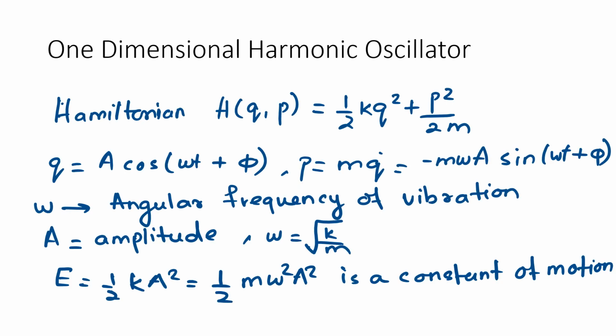We know the Hamiltonian is given by (1/2)kq² + p²/2m. Again, the expressions are q = a cos(ωt + φ) and p = m q̇ = −mω sin(ωt + φ). We are assuming that you know the basics of a simple harmonic oscillator, where ω is the angular frequency of vibration, a is the amplitude, ω = √(k/m), and the energy is E = (1/2)ka². So the total energy is (1/2)ka² = (1/2)mω²a², which is a constant of motion.